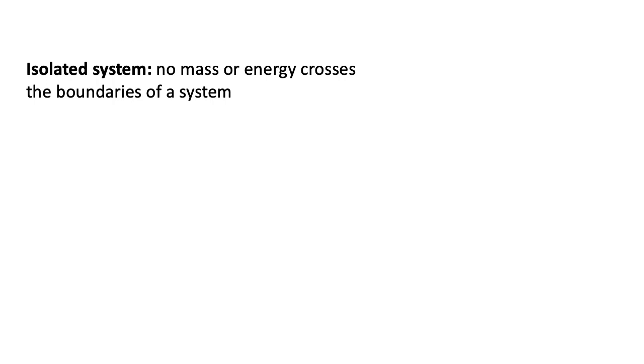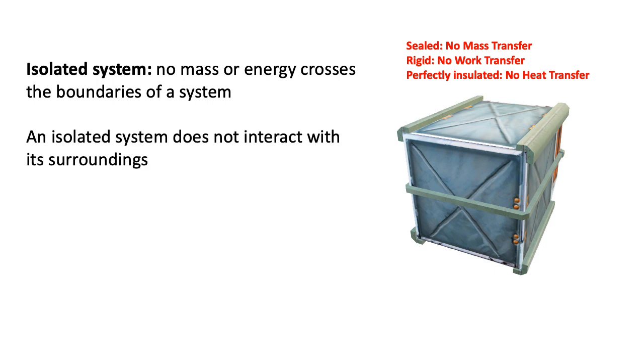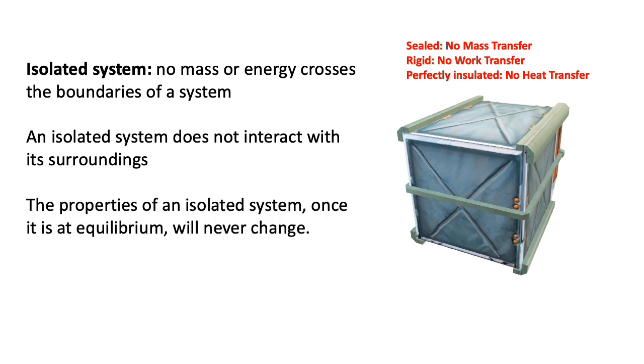Finally, an isolated system is one in which there's no mass or energy crossing the boundaries of the system. So, the system is sealed so that there's no mass transfer across the system boundary. It is rigid, so we cannot compress it and there's no work transfer. And finally, it is perfectly insulated so that there is no heat transfer.